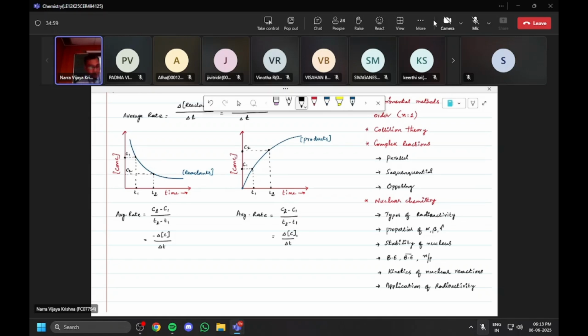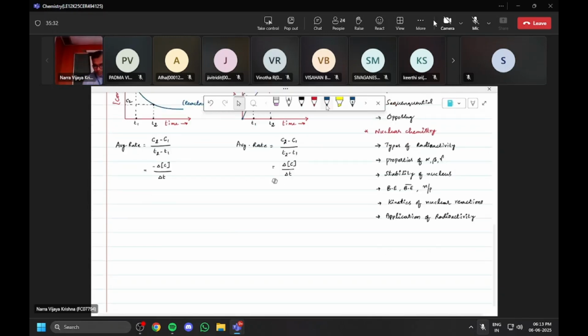What you understood: if I am measuring average rate in terms of reactants, you will get a negative value. If I measure average rate in terms of products, I will get that value positive. Any questions in it? So we will take average rate as positive if it is a product. If it is a reactant, I will take that value as negative, because the concentration is decreasing. For products, the concentration is increasing. Any questions in it? I am taking one example now.